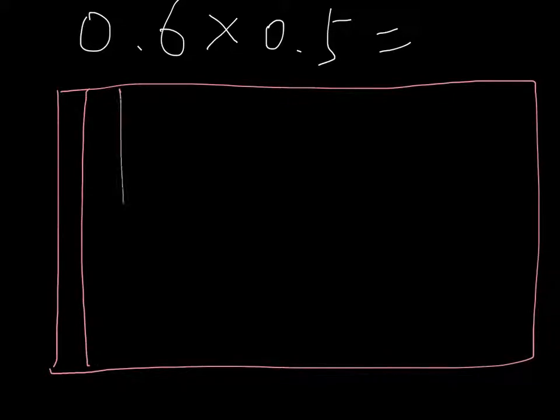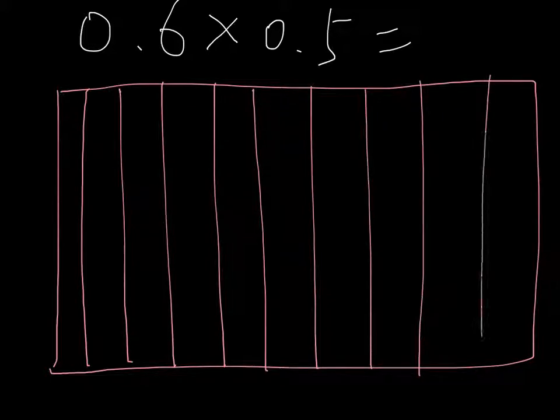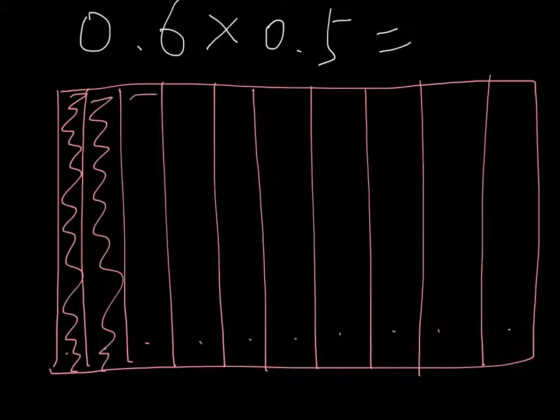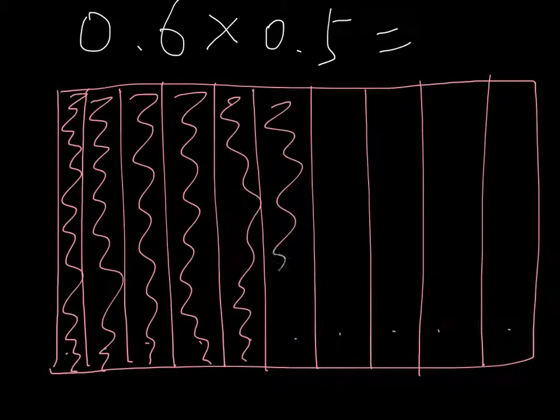1, 2, 3, 4, 5, 6, 7, 8, 9, 10. Okay, so I got 10 columns, right? Mm-hmm. And I will shade in the 6/10. Yeah, which is 6 columns. So this would be 1/10. This is 2/10, 3/10, 4/10, 5/10, and 6/10, right? Yes.